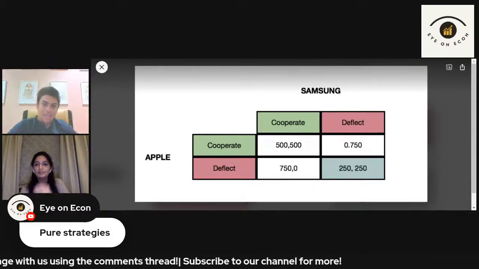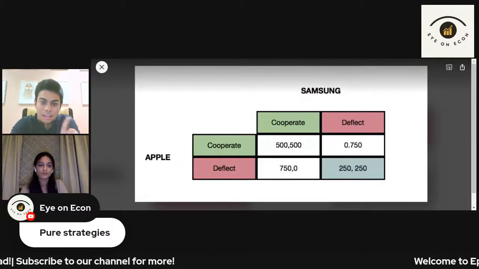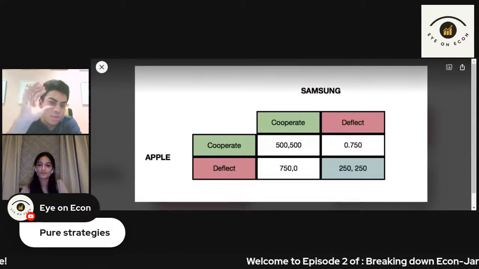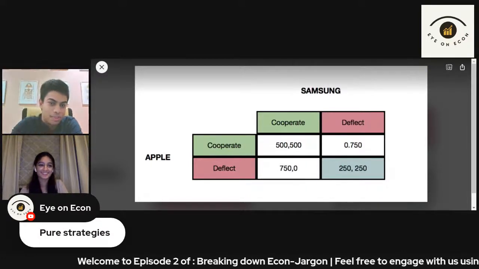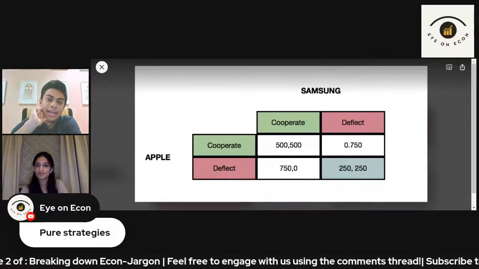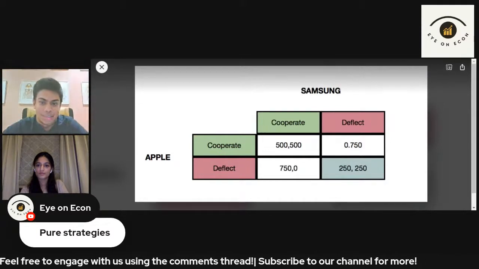And one thing I'd just like to add on to this, right? To all our viewers seeing a payoff matrix for the first time, the first number you see in each box is the payoff for player one, which is usually the row player. Oh, yeah. So in this case, it would be Apple. And the second number you see after the comma is the payoff for the second player, which is the column player, which in this case is Samsung.